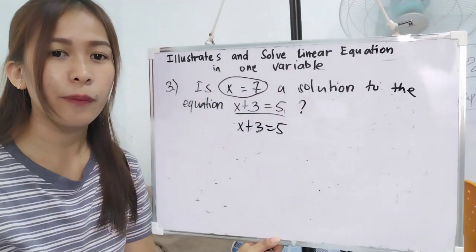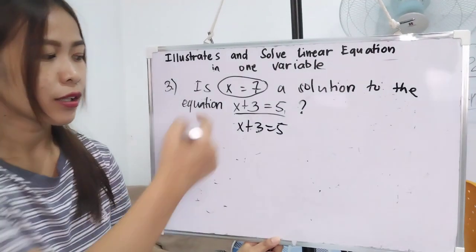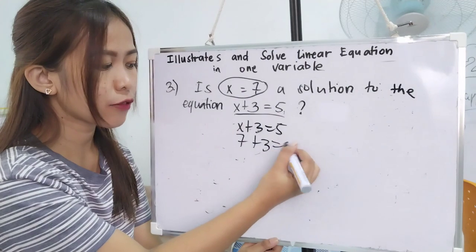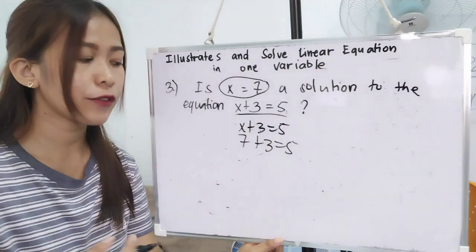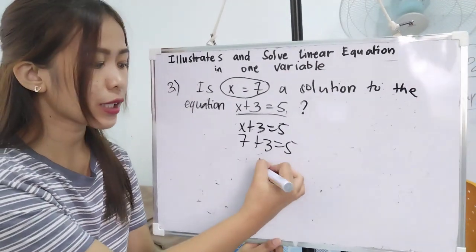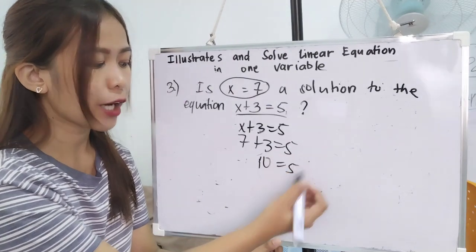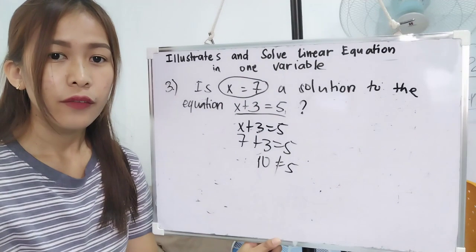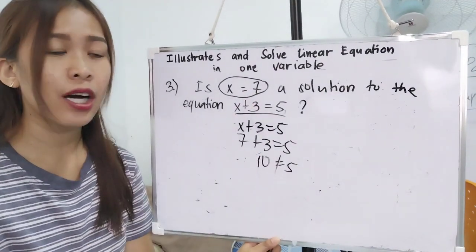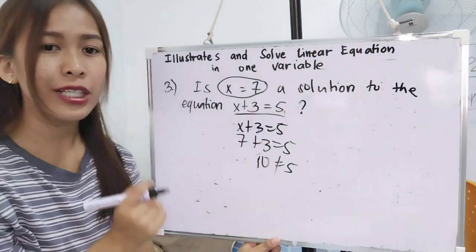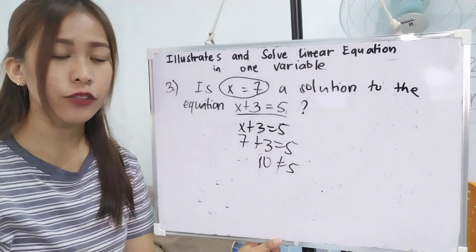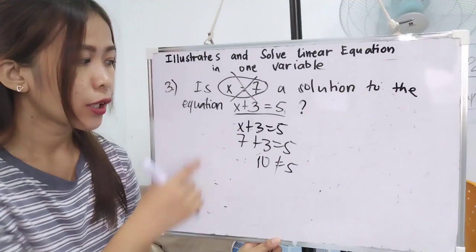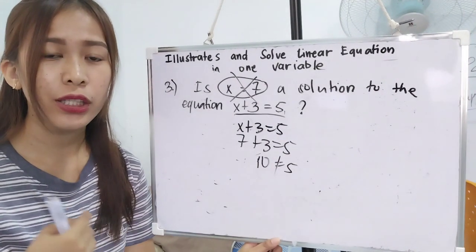Ayan, hindi na tayo pinahirapan. Binigyan na tayo ng value ng x. And that is 7. So substitute. 7 plus 3 is equal to 5. And then just simplify. 7 plus 3, that is 10, is equal to 5. Is 10 equal to 5? Of course not. Therefore, 7 is not a solution to the equation x plus 3 is equal to 5. Hindi ito solution.